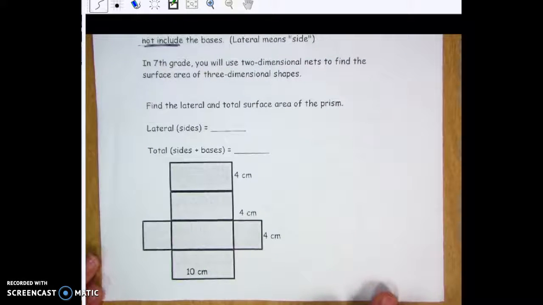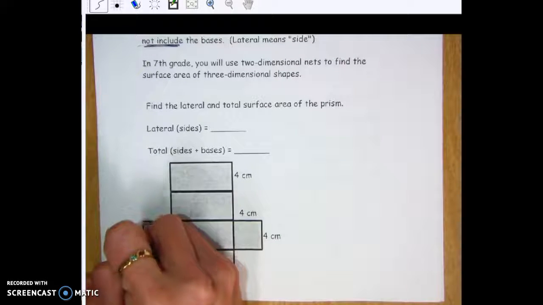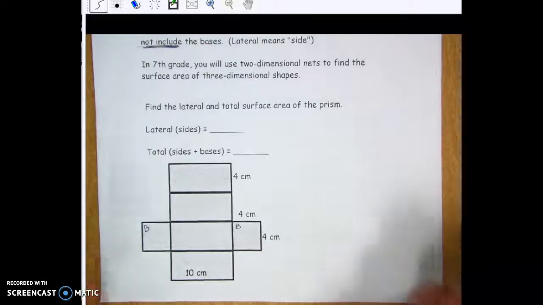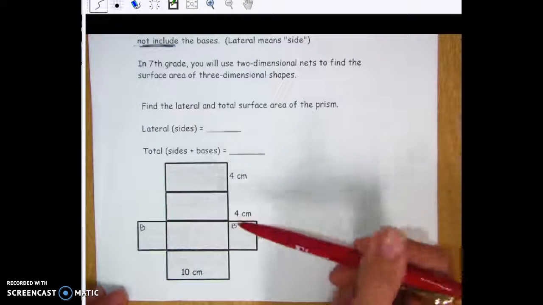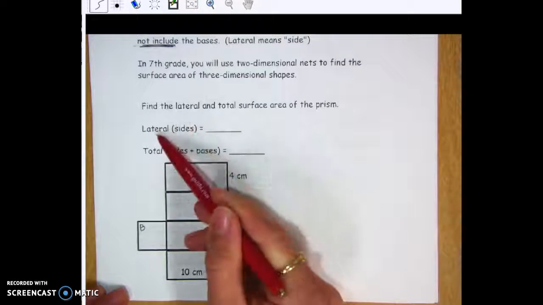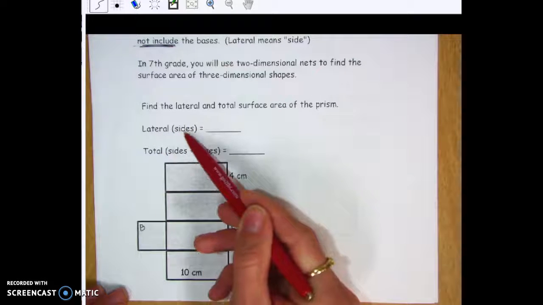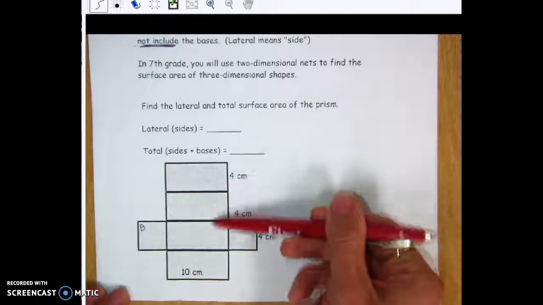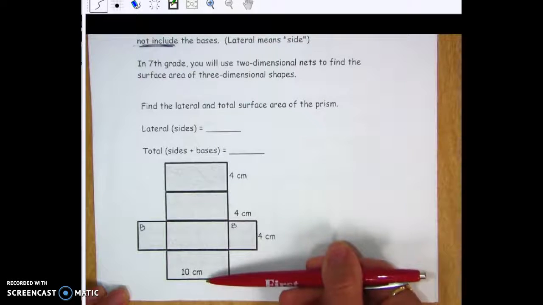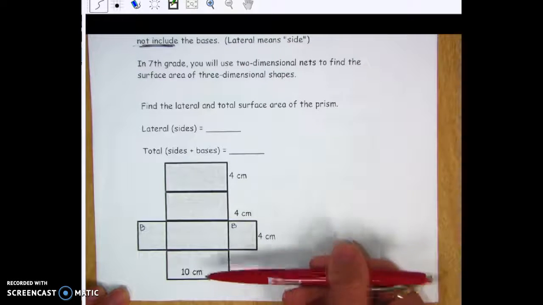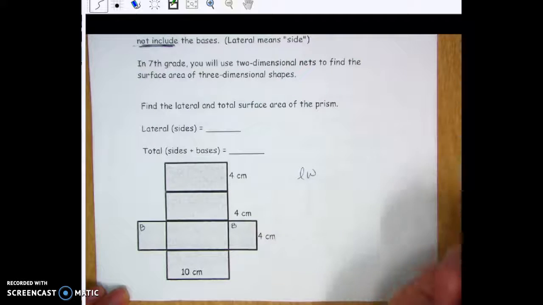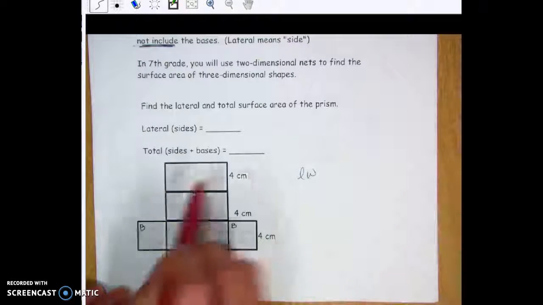Okay, so on this one, we're going to find the lateral and the total surface area of this prism. These two are going to be my bases because they're the two that are parallel and match. So if I'm finding the lateral surface area, that means only the sides. So I'm only going to find these four rectangles right here. I'm going to find the area of those rectangles. Well, area of a rectangle is length times width or base times height. So let's look at this one.